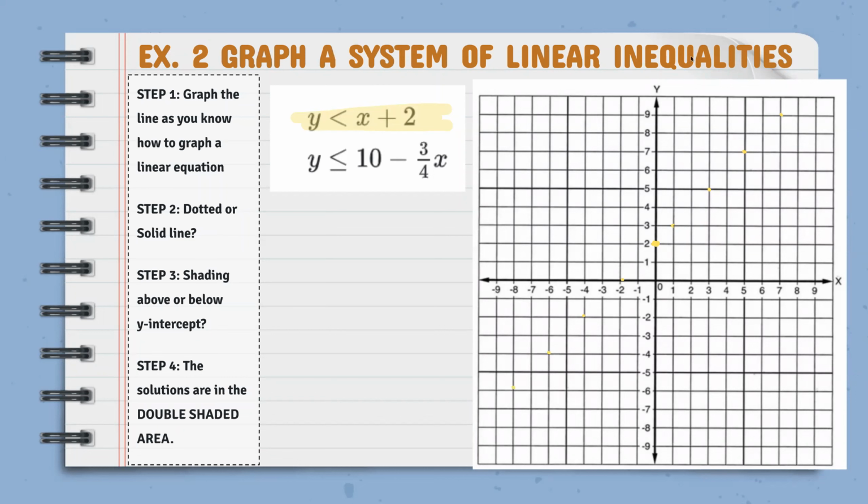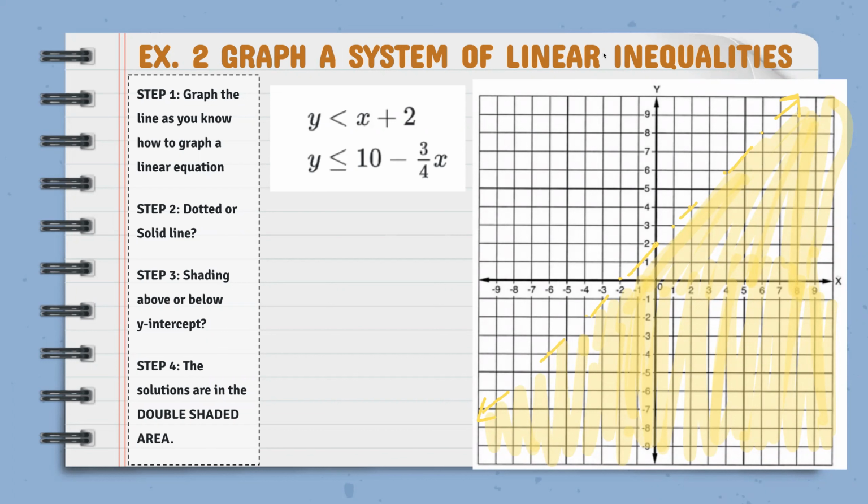I'm going to think about, is it a dashed or a solid line? Since there's no solid line, I'm going to have a dashed line. And where am I going to shade, above or below? Well, since it's less than, I'm going to go to my y-intercept and shade everywhere that it is less than. Oops, that's a little not accurate. So let's go ahead and start with the second inequality. I'm sorry if it looks a little different. I had to pause my recording, but let's move on.